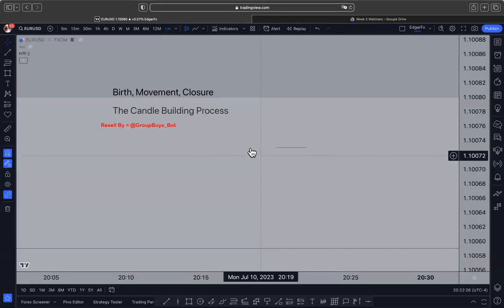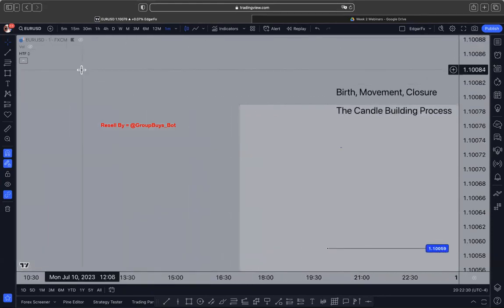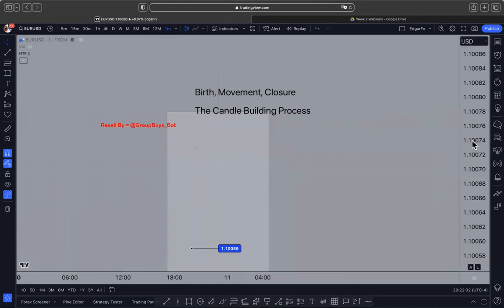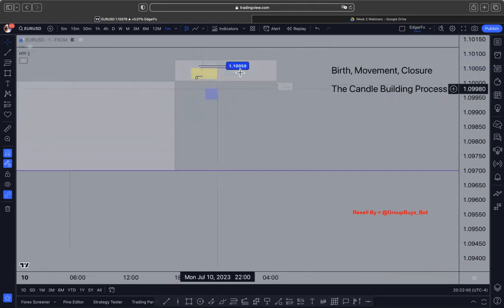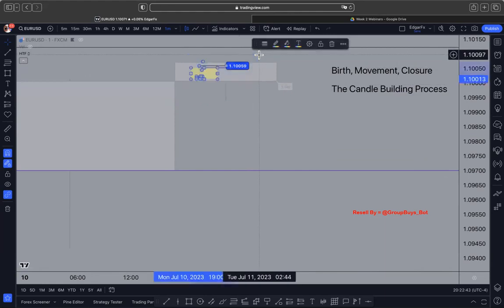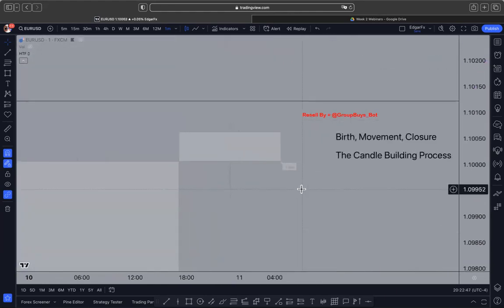Oh, I stopped sharing. Hold on. Here we go. Watch this. This is the daily candle. Oh, is this the script? Yeah. Okay, it's ticking.